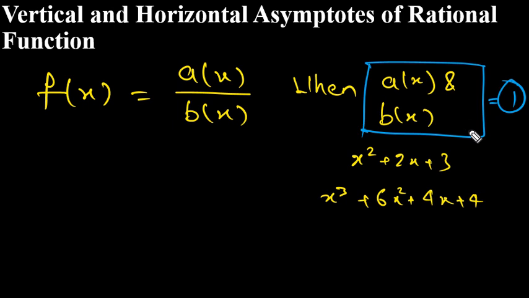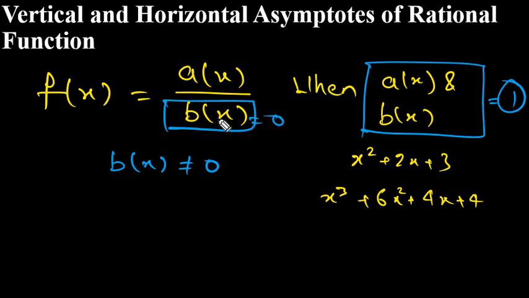So basically there is no common factor, and b of x should not be equal to 0, because if this is 0 the function will be undefined. If b of x is 0 then the function is undefined. I've discussed these kinds of things in the previous videos. You can watch the reciprocal functions video to understand all that.